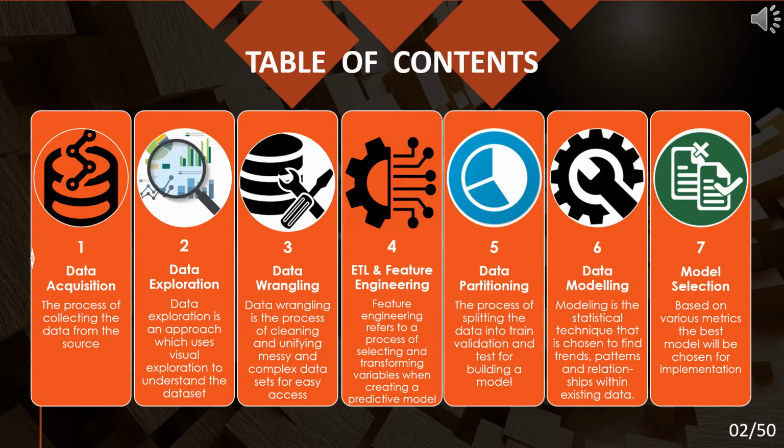Chapter 6. Data Modeling. Modeling is the statistical technique that is chosen to find trends, patterns, and relationships within existing data. Chapter 7. Model Selection. Based on various metrics, the best model will be chosen for implementation.